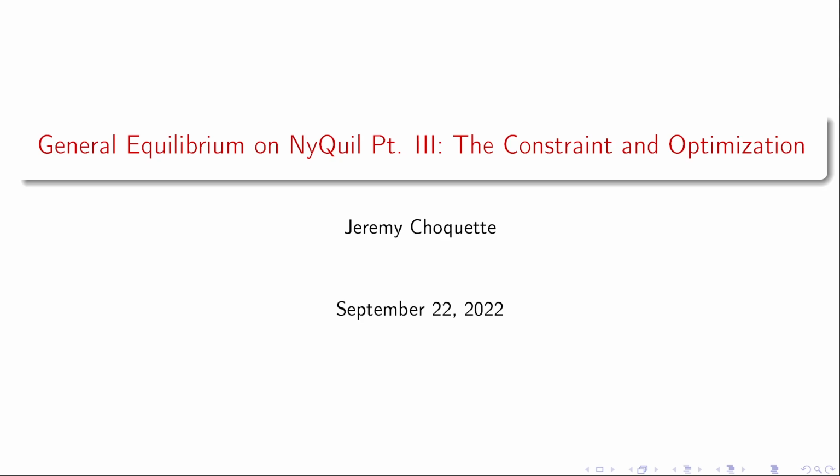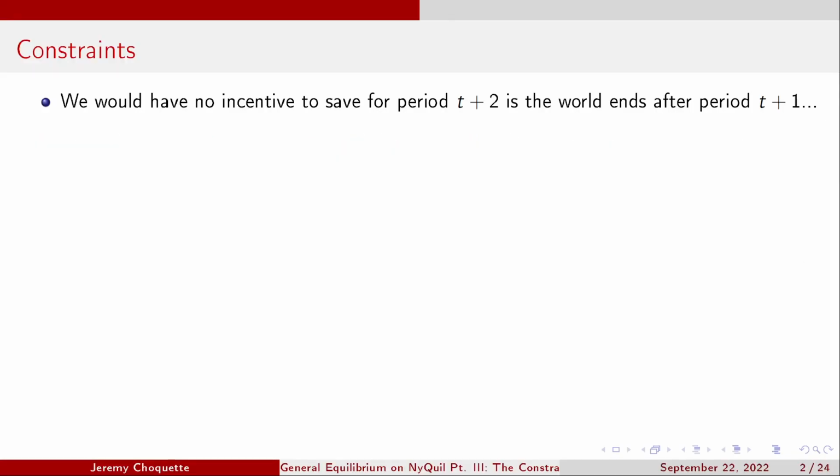So, last time, we ended on a question of why there would be no savings in period t plus 1 for a two-period model. And the answer is actually fairly simple. It's that there's no period t plus 2. So why would you want to save for a period where you're not going to exist? Essentially, in the final period, you consume everything that you have. You have no incentive because the world ends after period t plus 1.